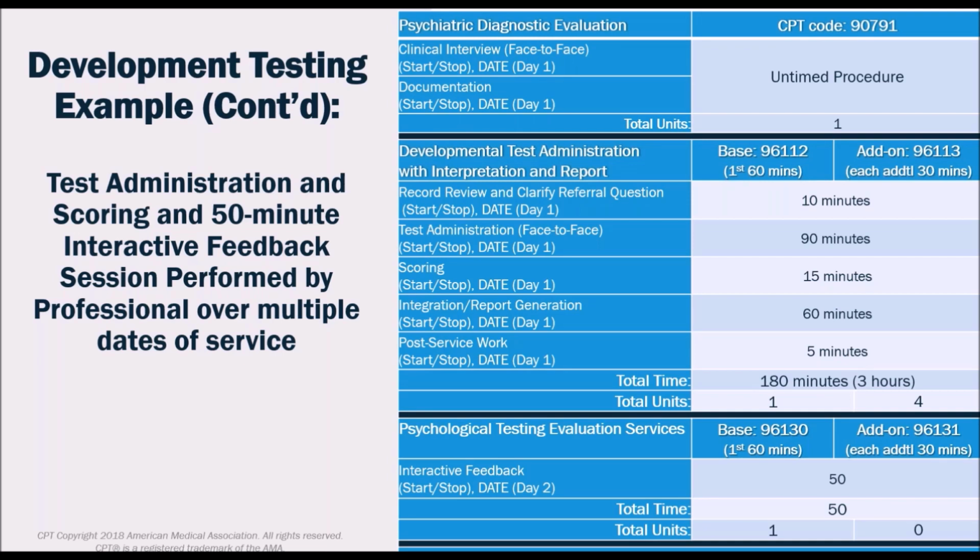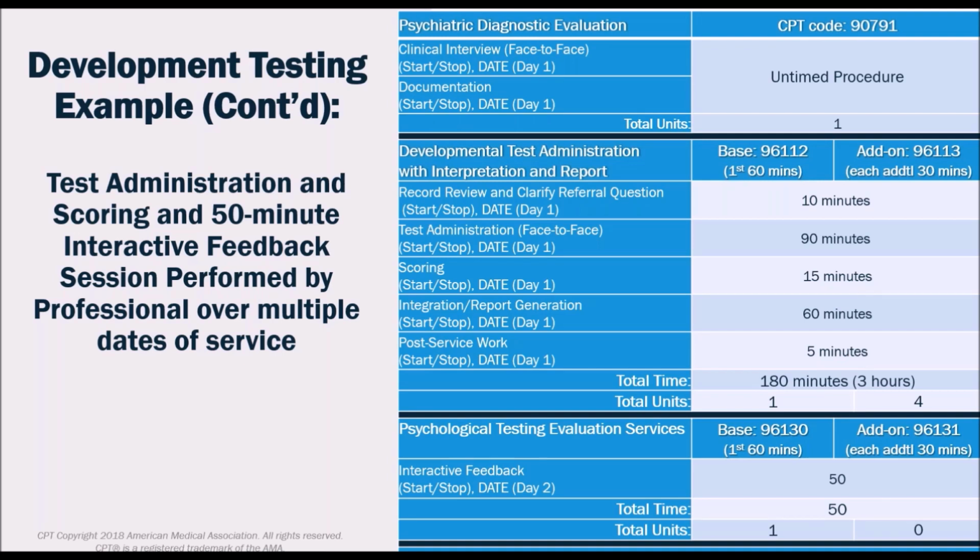And then as you move down into the integration and the synthesis, integrating all that information, here we have it taking 60 minutes. And what this shows you is the base and add-on structure, the base code being 96112 for the first 60 minutes, the add-on code being for the additional 30 minutes. So all of that together equals 180 minutes. So that's where you have the example of the 1 base unit and the 4 additional add-on units. Again, that work is all happening on day 1.